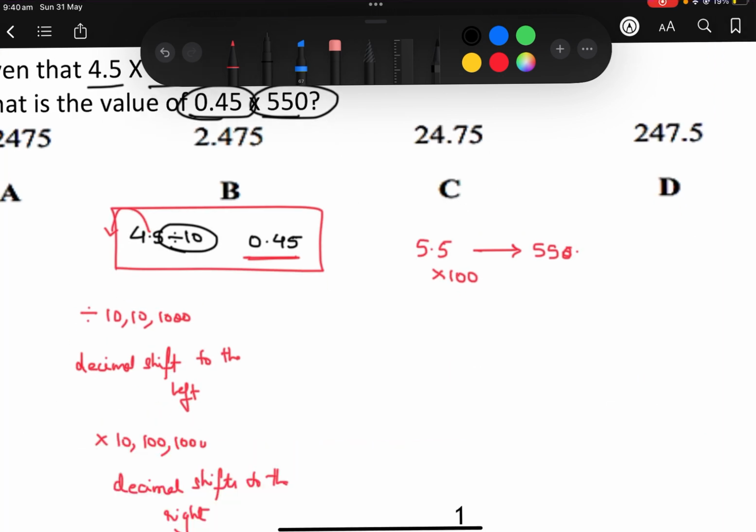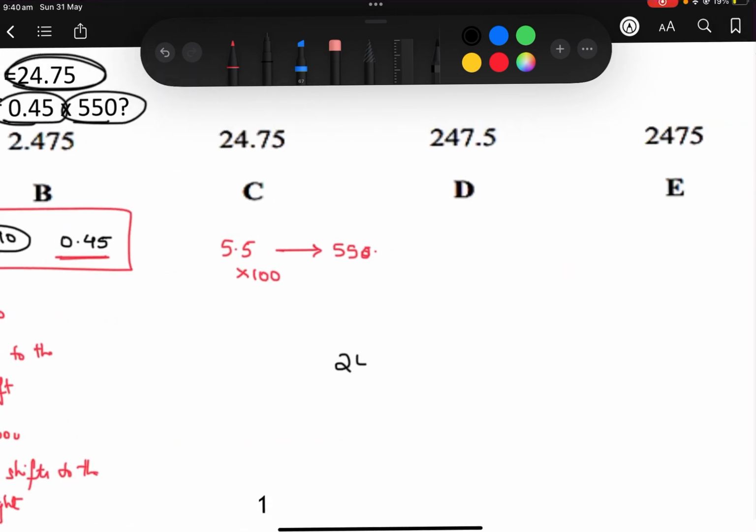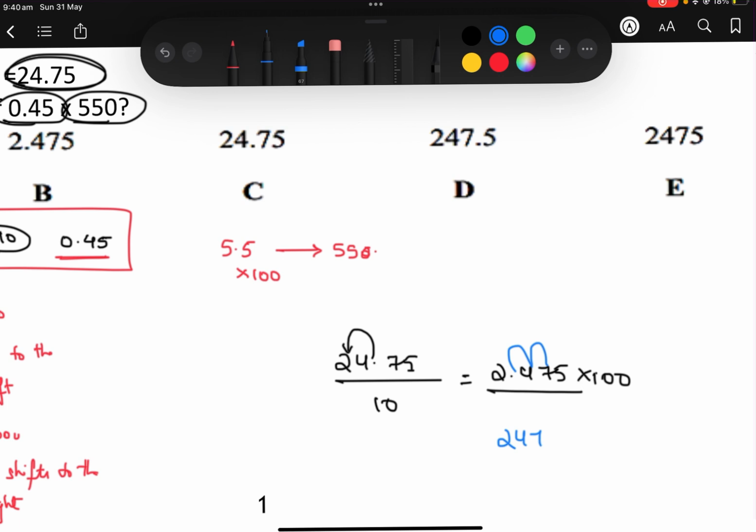Okay, so we'll take it here. It is 24.75. First of all, the first operation is divide by 10. The decimal shifts here. It becomes 2.475. Then it is multiplied by 100. For the second number, 5.5, the decimal is supposed to shift 1 and 2 places. So it becomes 247.5 is what I get for this one.